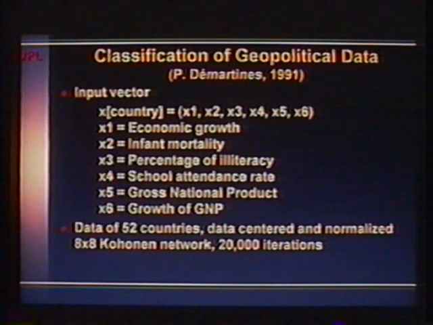He has taken data of 52 countries. Actually, the data is a little bit older, I think it's from '88. And the data was centered and normalized. And he trained an 8x8 Kohonen network in 20,000 iterations.